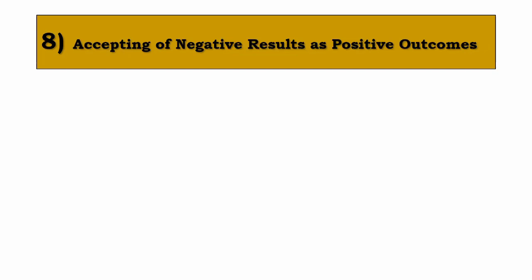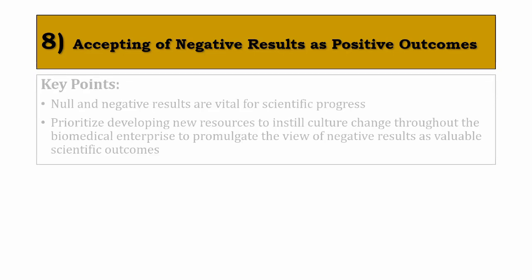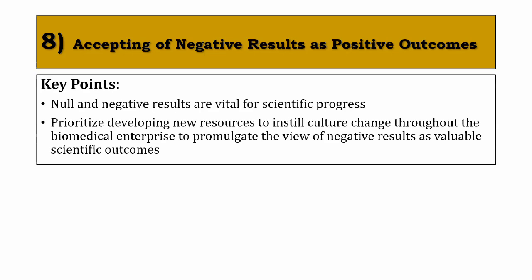Number 8, gold standard science is accepting of negative results as positive outcomes. And we saw this all the way in the first characteristics of more negative or null results. Some key points is that the NIH thinks that null and negative results are vital for scientific progress, and indeed they are. And so they want to prioritize developing new resources to really change the culture in biomedical enterprise to show that negative results are valuable scientific outcomes.